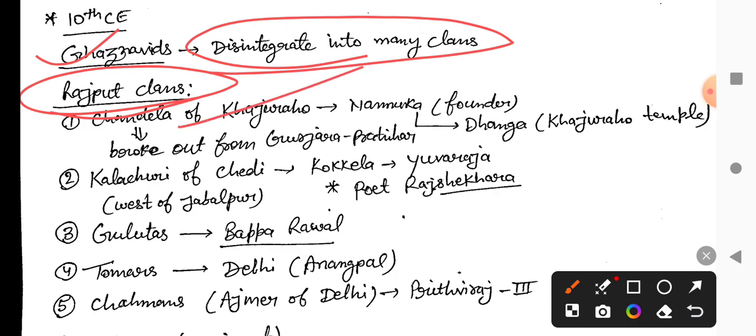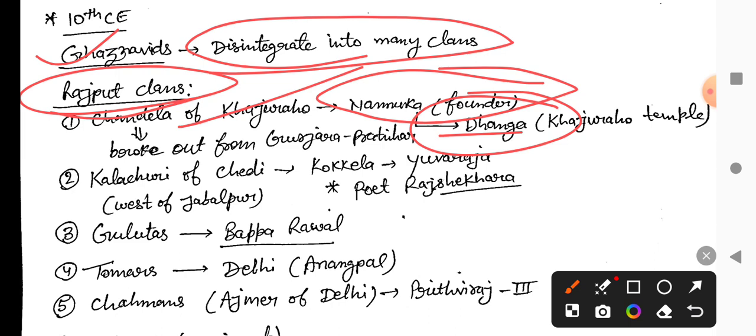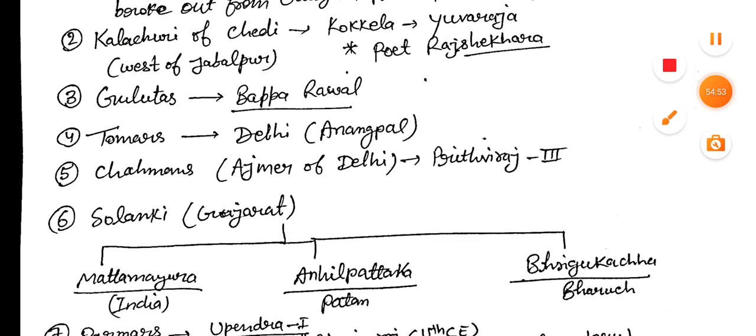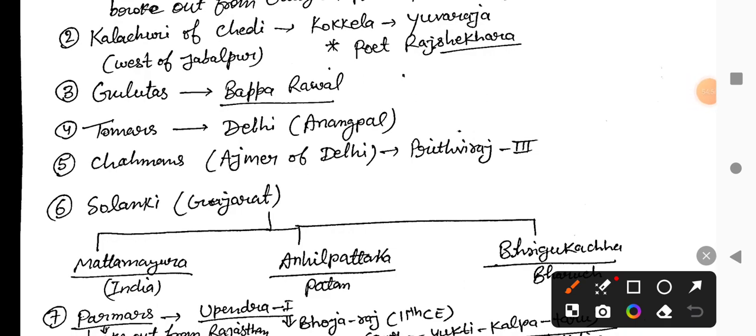The Chandela of Khajuraho: the founder of the Chandela dynasty was Nanuka, who broke out from the Gurjar Pratihar. The Chandela dynasty was founded by Nanuka, and Dhanga also built the Khajuraho temples. Then the Kalachuri of the Chedi dynasty, Kokela, Yuvraj, Poet. These are complex terms which need to be repeated more than once.